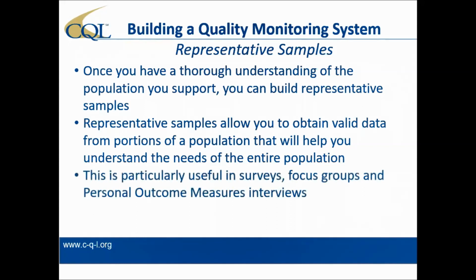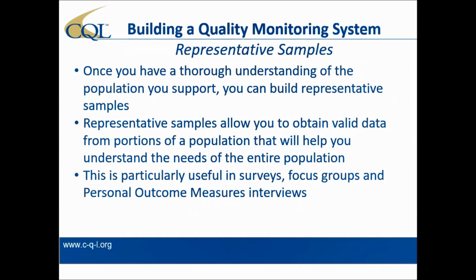So this is going to be particularly useful in surveys, focus groups, and personal outcome measures interviews. So if you support 500 people and you only have 2 people that are able to do personal outcome measures interviews, it's probably not realistic to set a goal of interviewing all 500 of those people. That would be a lot. That would be pretty much probably one interview every single day for both people. So instead of interviewing 300, you should set a goal to try to get 10 to 20%. But again, make sure that the people that you do interviews with are representative of everybody.